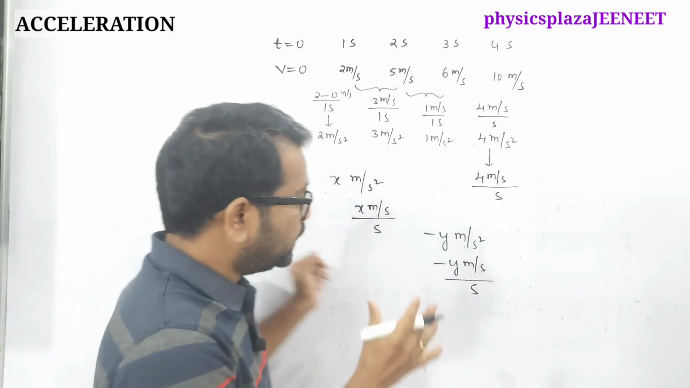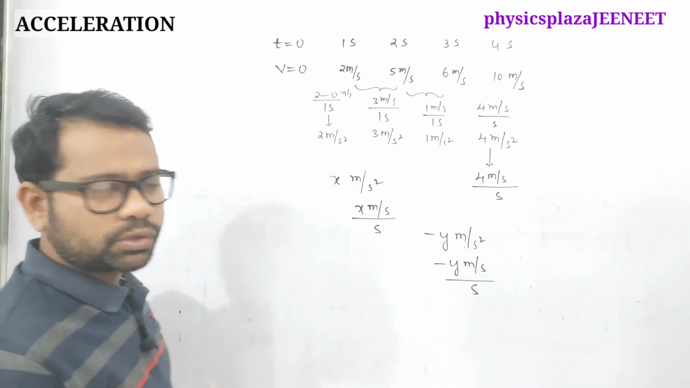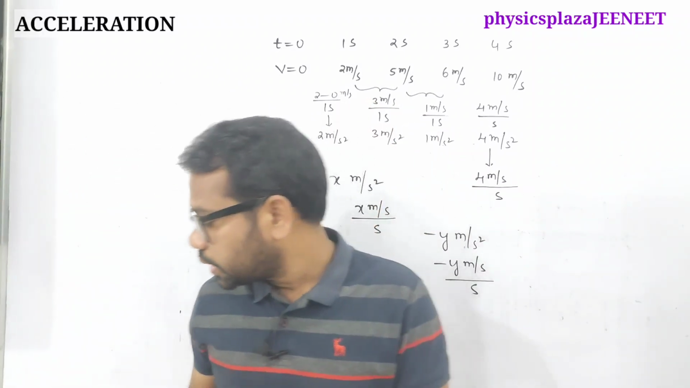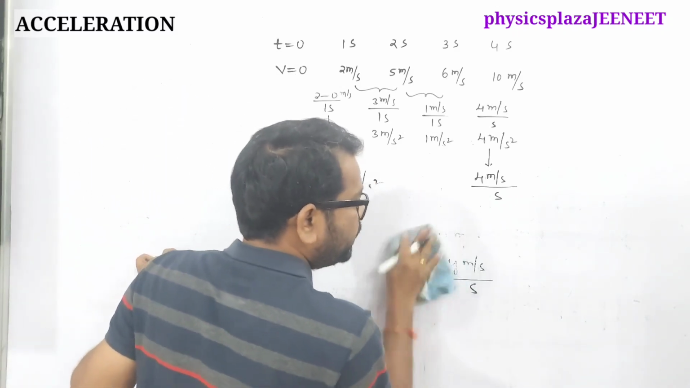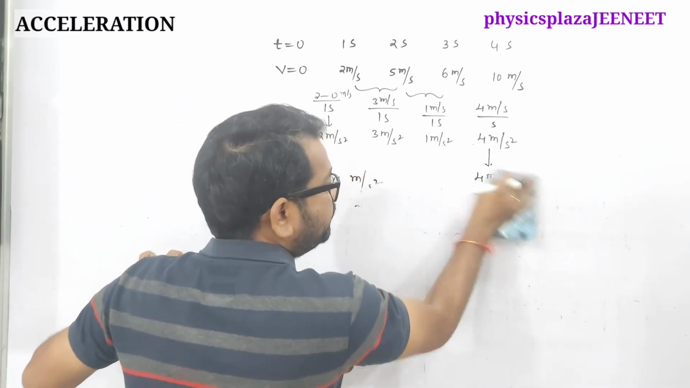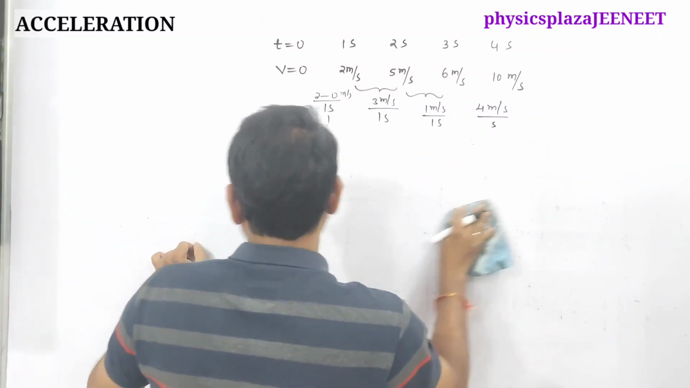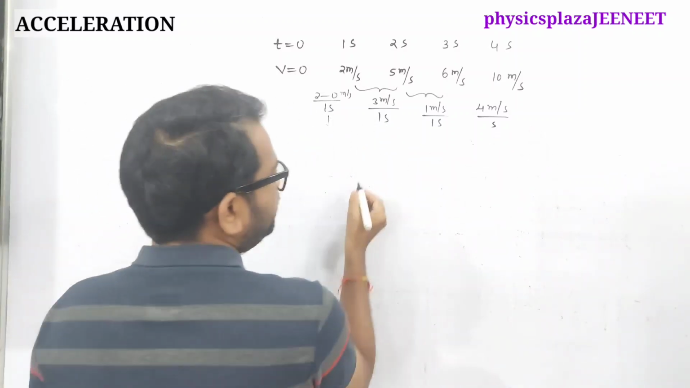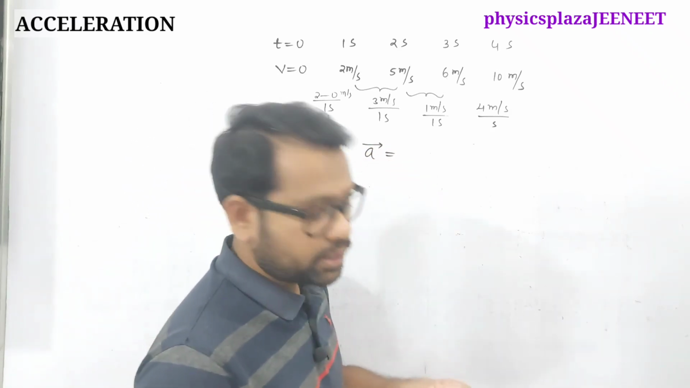Is that clear? So this is how we have to visualize acceleration. Acceleration is the rate of change of velocity, meaning at what rate the velocity is changing. That information is given by a physical quantity called what, children? Acceleration.